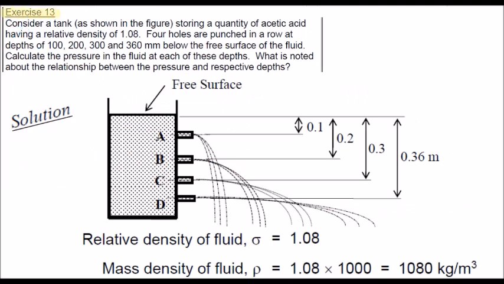So exercise 13, here's the solution. I've drawn a small sketch for myself to illustrate the problem we have here, basically to calculate the pressures at A, B, C, D below the free surface, and we're given the respective heights in the question. Notice I've converted them straight away into meters here, and of course the question has stated the relative density of the fluid, acetic acid in this case is 1.08, so we need to determine the mass density of the fluid. So the 1.08 is relative to water density, so the actual mass density of the acetic acid is 1080 kilograms per meter cubed.